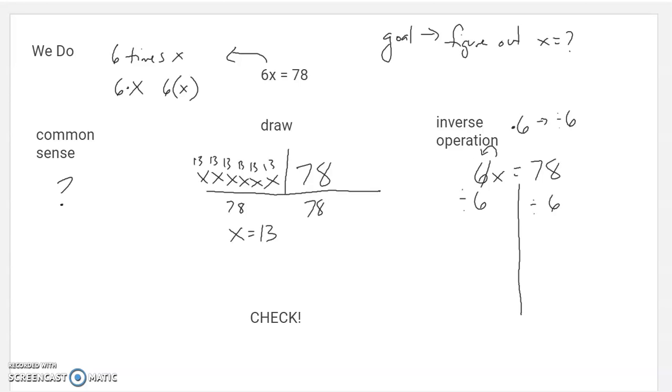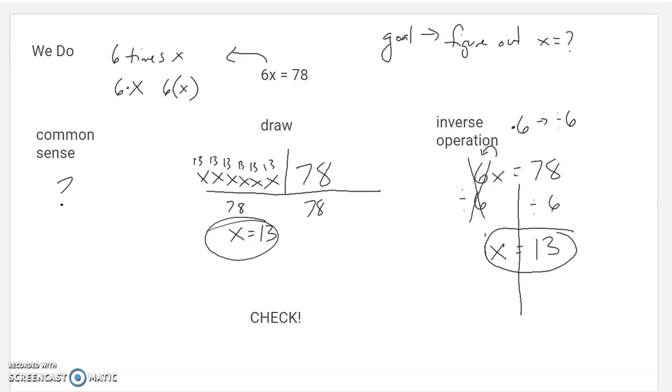So 6 divided by 6 is 1. That leaves me with just x, or 1x, so to speak. And 78 divided by 6, I know it because I've already done it. You could use a calculator if you needed to. 78 divided by 6 is 13. And either way I do it, I get that x equals 13.